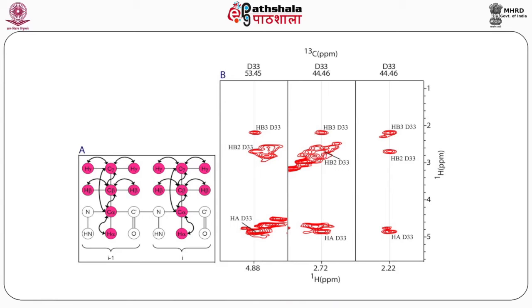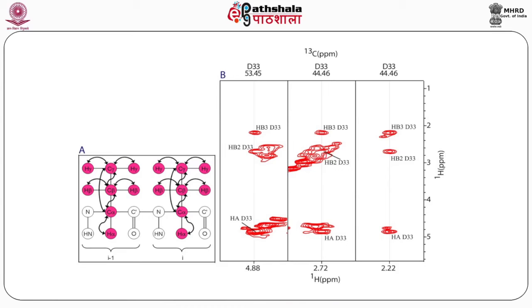Now, in the next strip, what we see is that it is a bit crowded, but in the center we see C beta linked to H beta, and this is what forms the diagonal, and then this diagonal has two cross peaks, HB3 of D33 and HA of D33. In the right strip, now the diagonal is formed by C beta and HB3, which is right at the top, and then this shows cross peaks with HB2 D33 and HA D33.